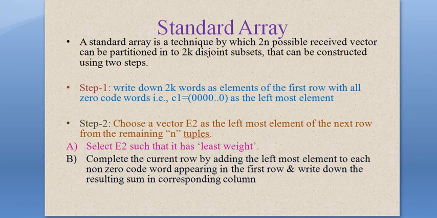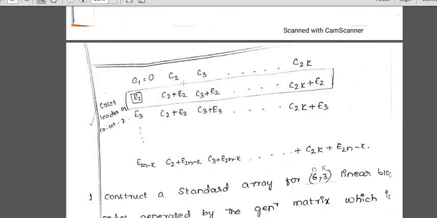We'll see one problem, which will be very easy. An example problem, how you are going to arrange this syndrome array. I'll show you the figure. See, this is the first code vector that I have obtained, and these are the code vectors you have to write, and this is E2. E2 is the coset leader, the element that you select which has the minimum weight, and that is added first.